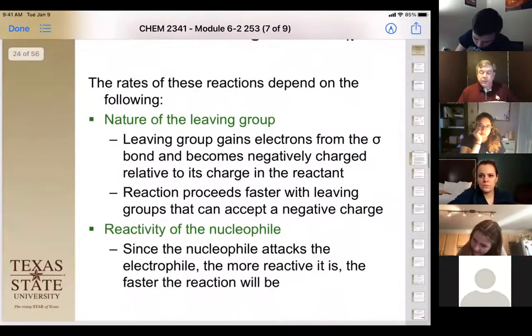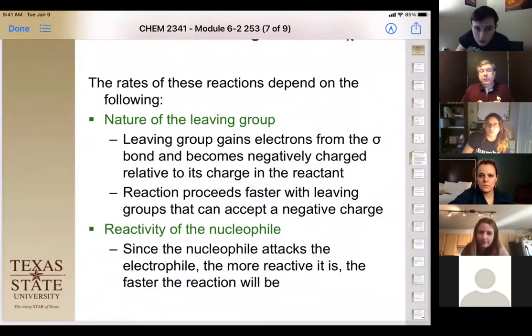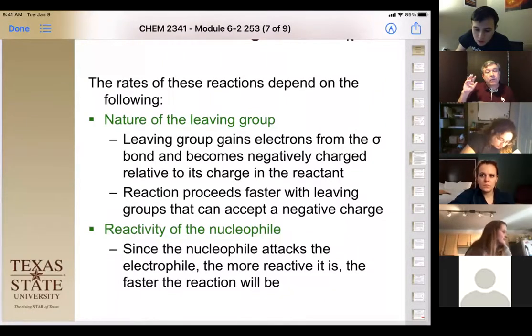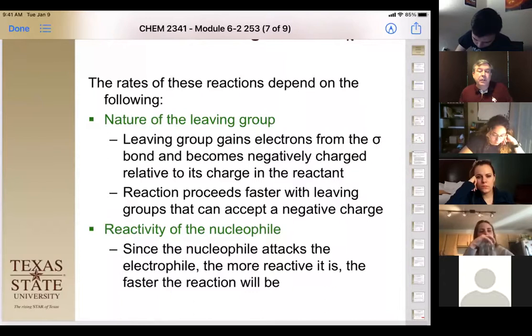Okay, so there's several things that affect the rate of these reactions. Okay, just like before we were talking about sterics and energetics and stuff like that. The nature of the leaving group is very important in here. That's why we started with alkyl halides. Alkyl halides have really good leaving groups because typically chlorine, bromine, and iodine are some of our best leaving groups because they form stable ions. Okay, so because our leaving group gains the electrons from that sigma bond, it usually leaves as a negatively charged species, and therefore, the more stable that negative charge is, the better a leaving group it's going to be.